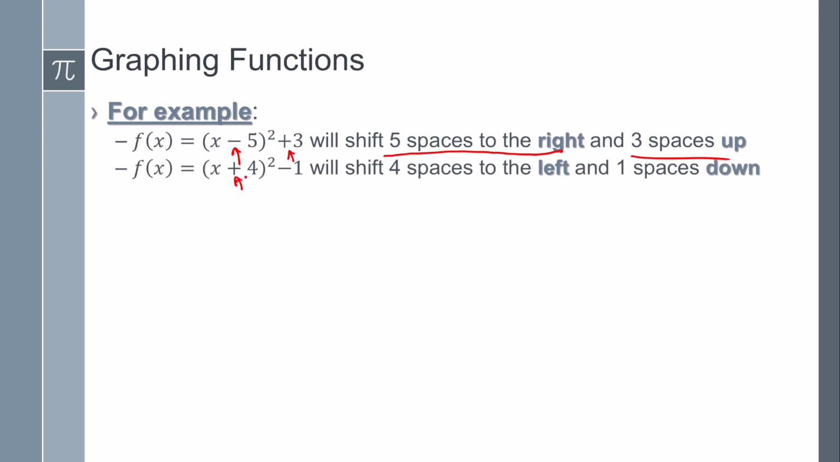Do the opposite, minus 4, so shift 4 spaces to the left. Do the same, shift down 1 space.